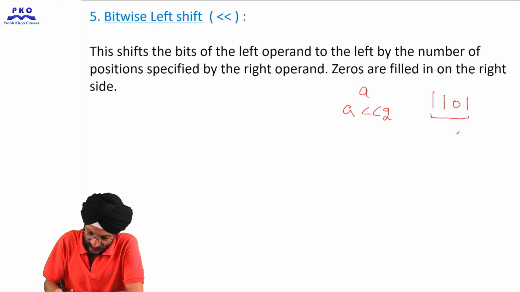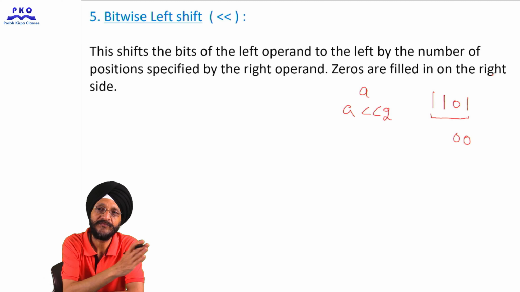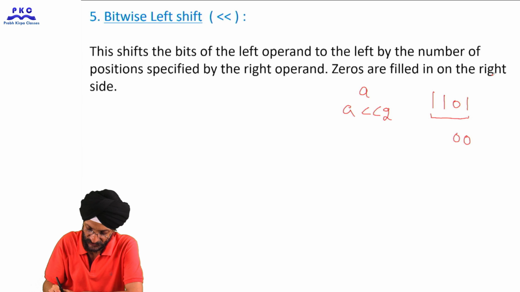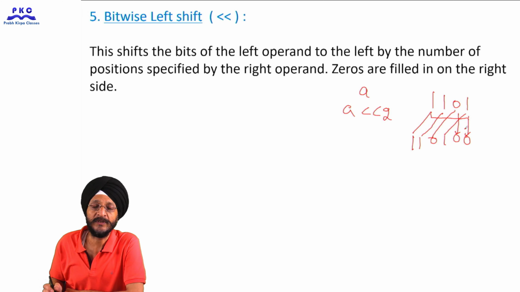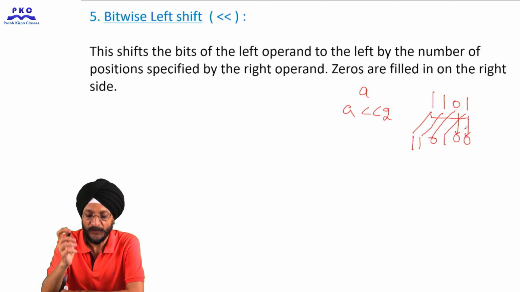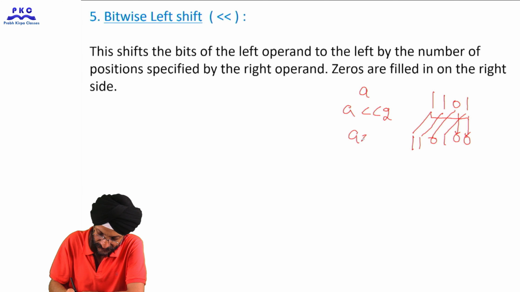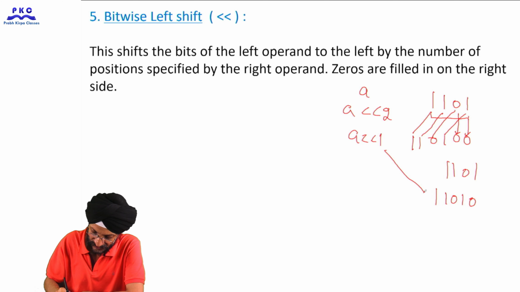Here we have added 2 zeros on the right hand side because we are to shift left by 2 positions. So we will write all these numbers. 1 has been shifted here, 1 here, 0 here, 1 here. So this is the position which has been occupied by zeros. That is, on the right hand side we have filled in as many zeros as the number mentioned here. Suppose it had been a left shift 1, then this would have been the case.